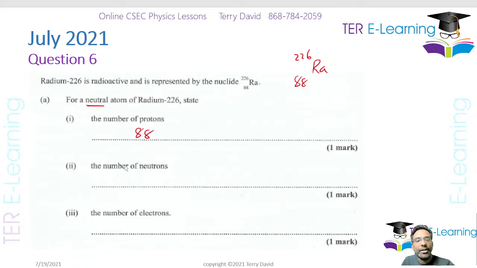The second part, the number of neutrons: we need to take our mass number, which is 226, minus 88, and that will give us the number of neutrons. So that is 226 minus 88, and you're going to get 138. So this here is 138. And the number of electrons. They said it's a neutral atom, so therefore the number of electrons has to be the same as the number of protons. Most of you should have been able to get that.